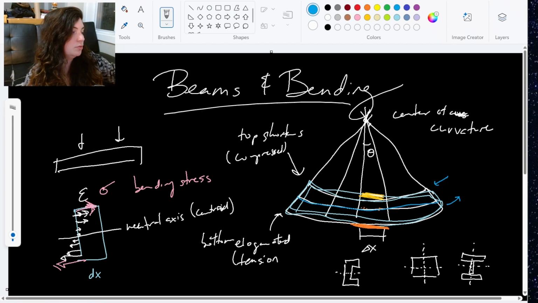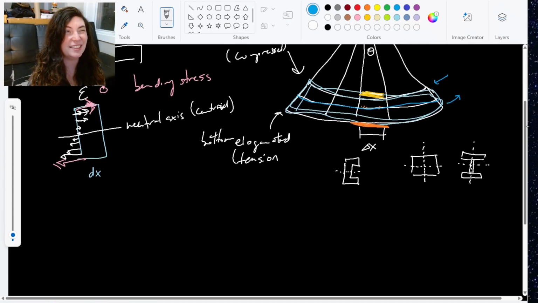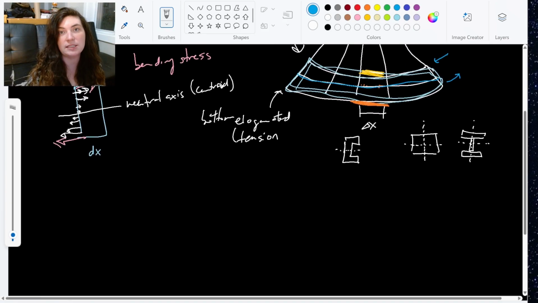So in order to calculate our stress in a beam that's bending, our bending deformation, we use something called the Flexure Formula. And I'm going to spare you the derivation details, but the derivation is extremely similar to what we saw in torsion.